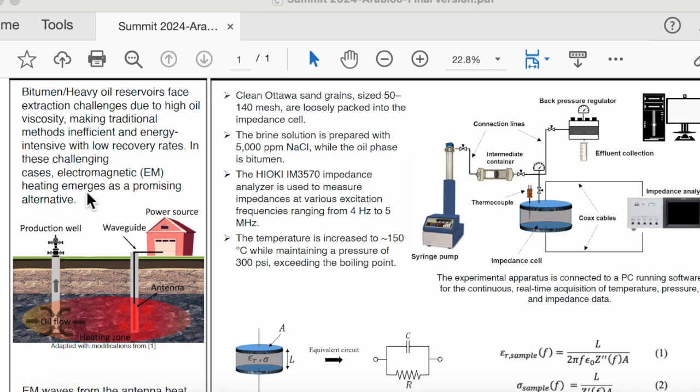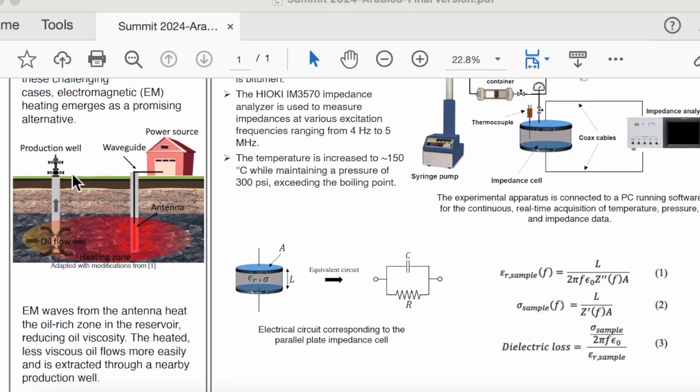As shown in the schematic, electromagnetic heating works by generating electromagnetic waves through an antenna that is installed in the reservoir via a well. The antenna is powered by an external power source and transmits EM waves into the oil-bearing formation.